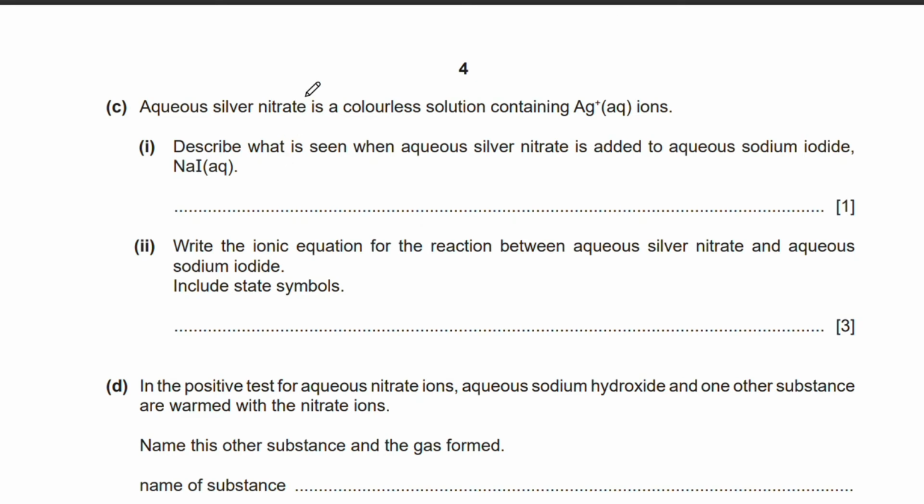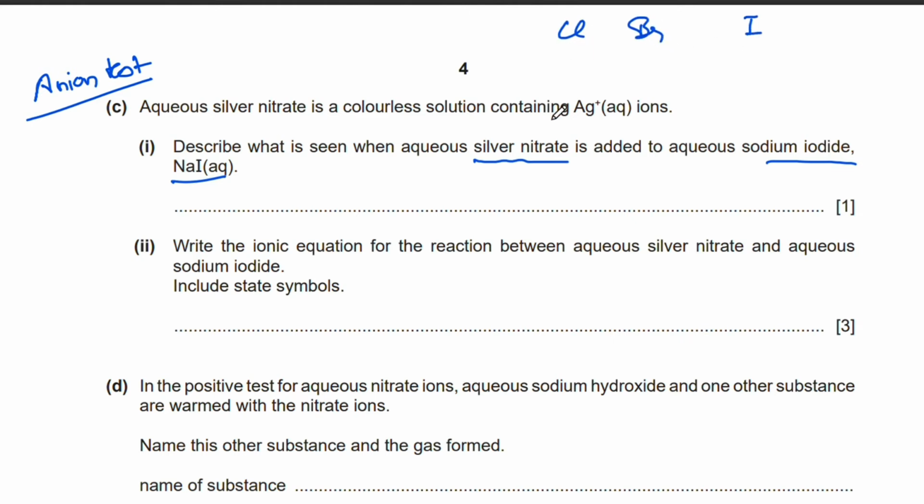Now, part C. Aqueous silver nitrate is a colorless solution containing Ag+ aqueous ions. Describe what is seen when aqueous silver nitrate is added to aqueous sodium iodide. So basically this is an anion test, when aqueous silver nitrate is added to aqueous sodium iodide. The anion test is basically done for chlorine, bromine and iodine.